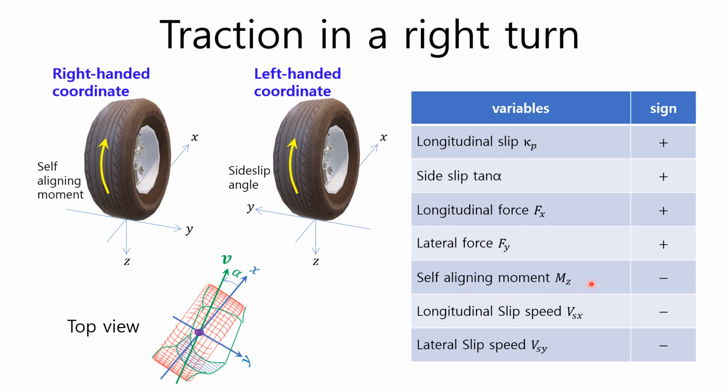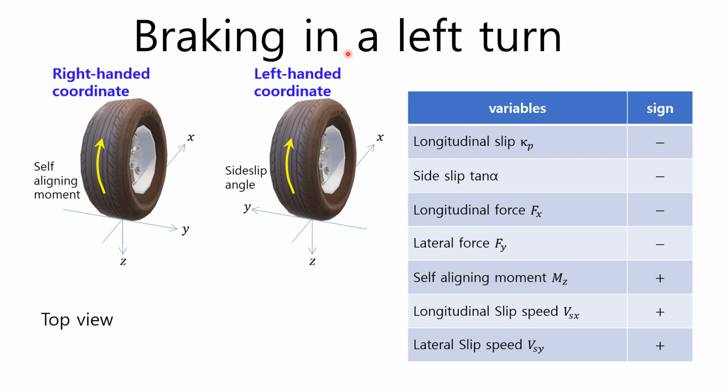negative, opposite to the sign of side slip, because the right-handed coordinate system is used for self-aligning moment Mz. And since the slip speed is in the opposite direction to the corresponding force, the longitudinal slip speed Vsx is minus, and the lateral slip speed Vsy is also minus.